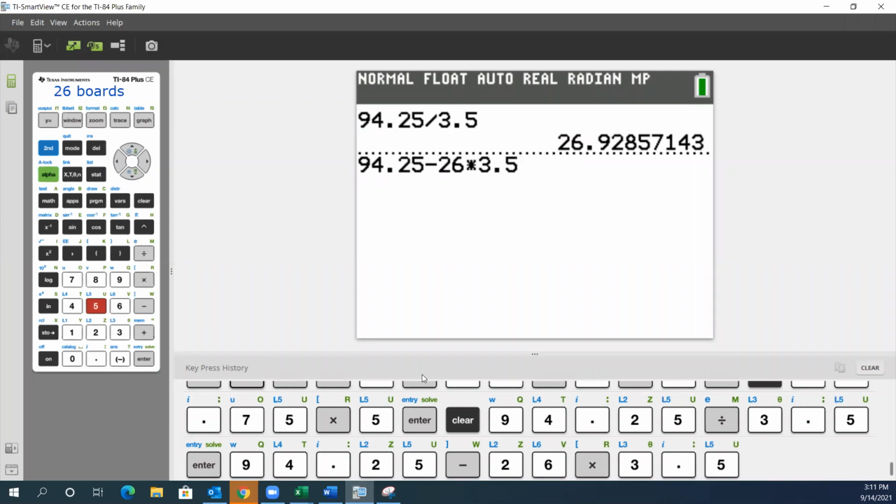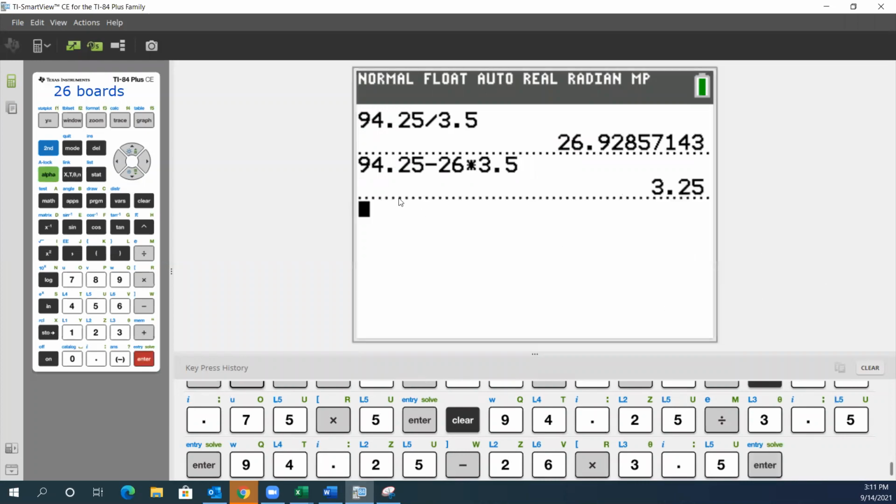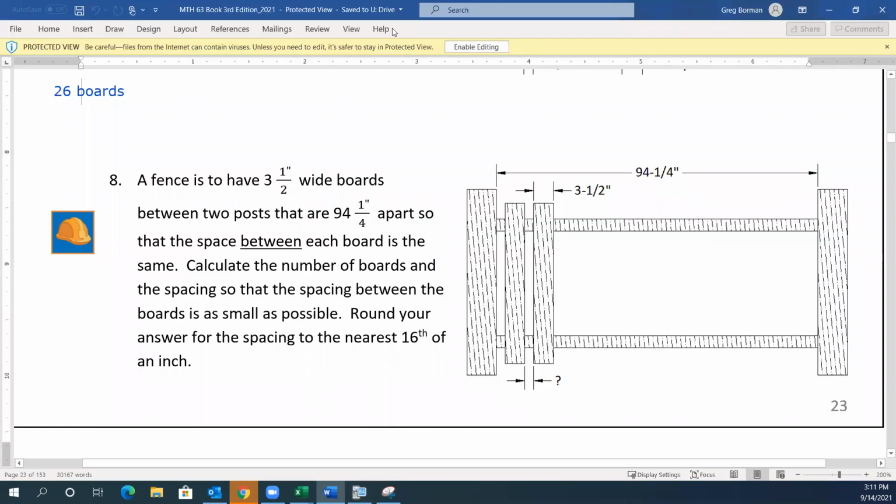3.5. Okay, so what that says is, all right, the total amount of distance to play with, but get rid of the space that's going to be occupied by our 26 boards at 3.5 inches wide each. That's going to leave us 3.25 inches for the gaps. So this gap, and that gap, and that gap, and the next, all the way to the end. All those gaps together are going to add up to 3.25 inches.